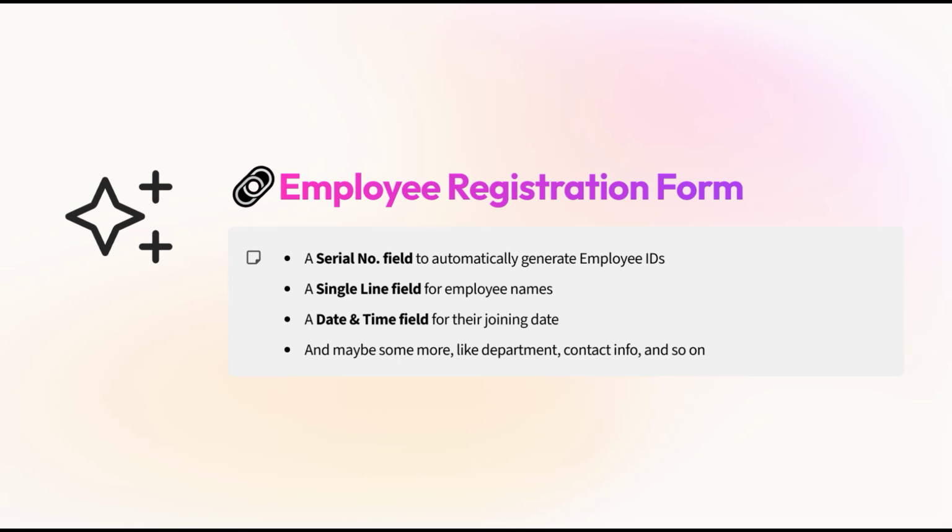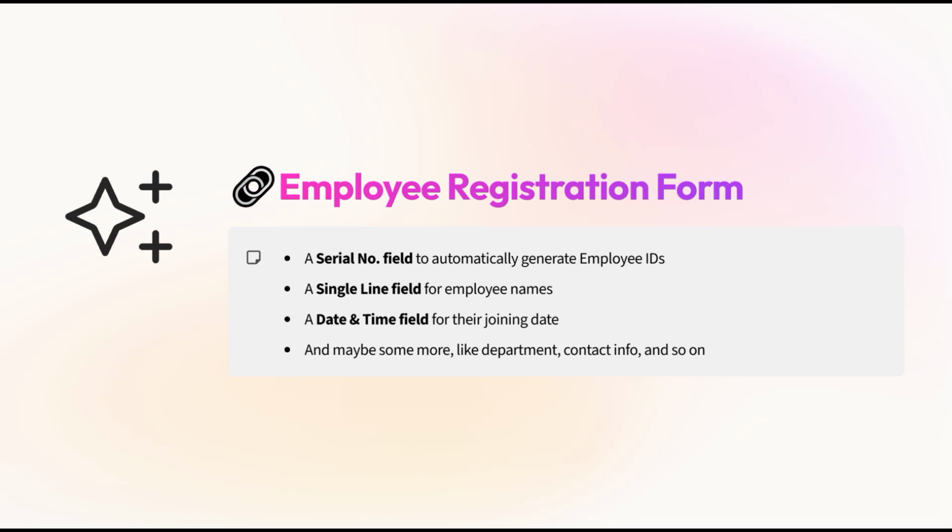Before you start adding fields, it's a good idea to plan out the information you want to collect. Think about what's important for your workflow. For example, let's say we're building an employee registration form. We'll need a serial no field to automatically generate employee IDs, a single-line field for employee names, a date and time field for their joining date, and maybe some more like department, contact info, and so on.